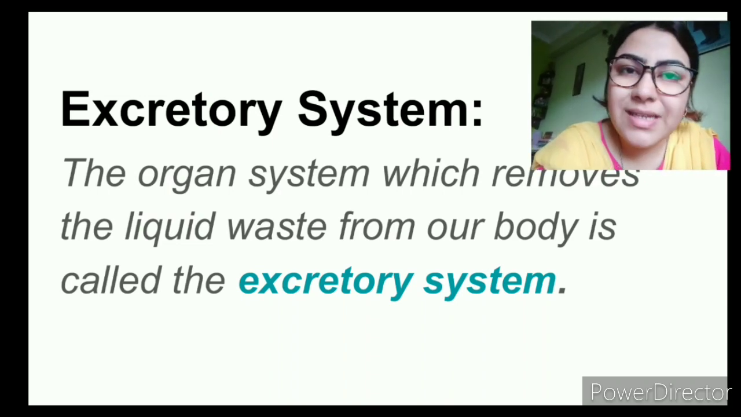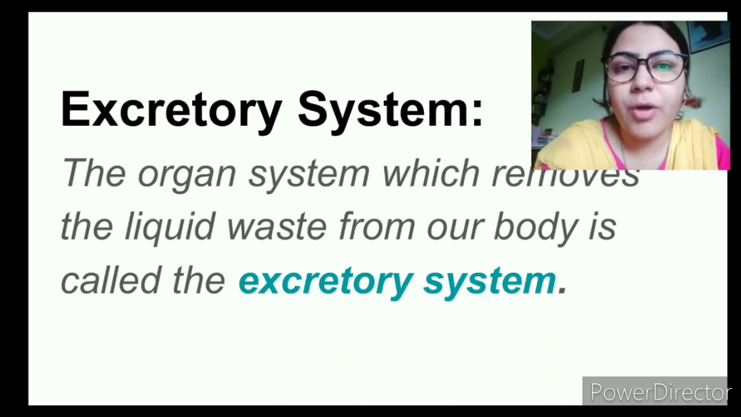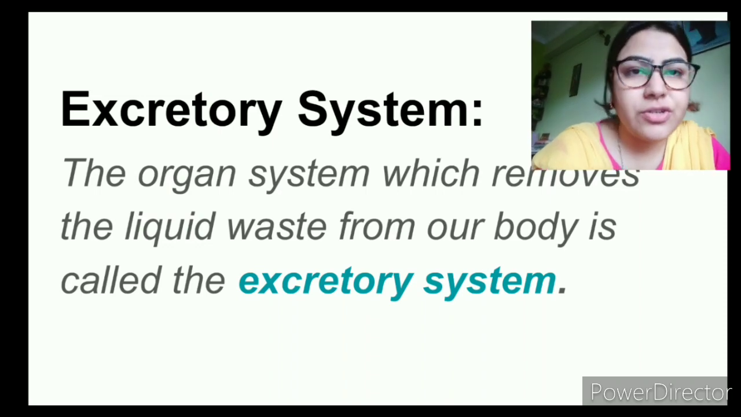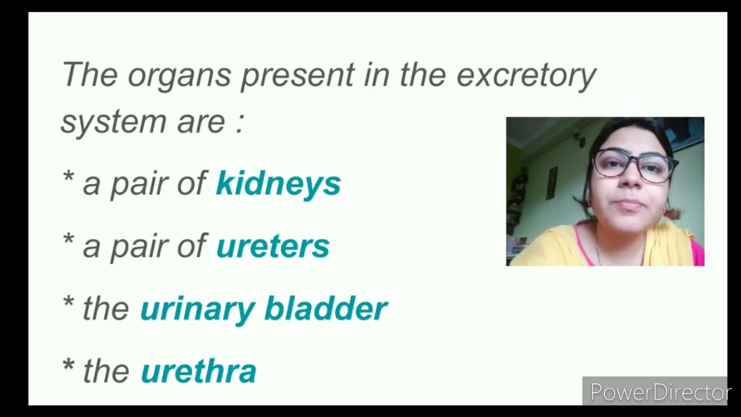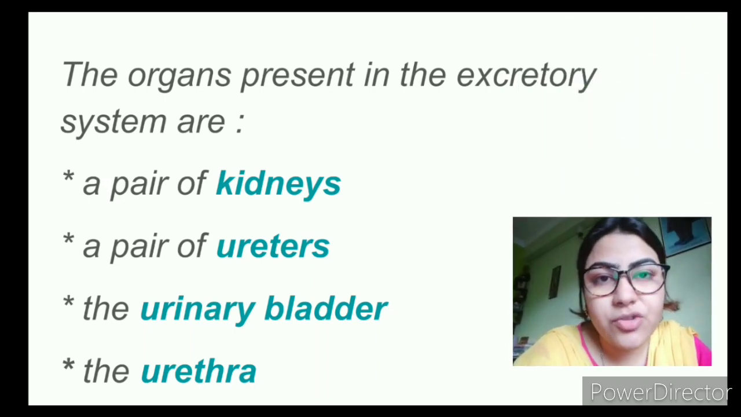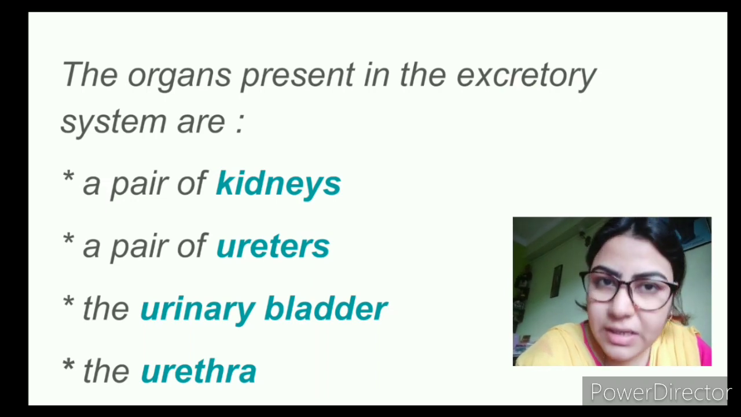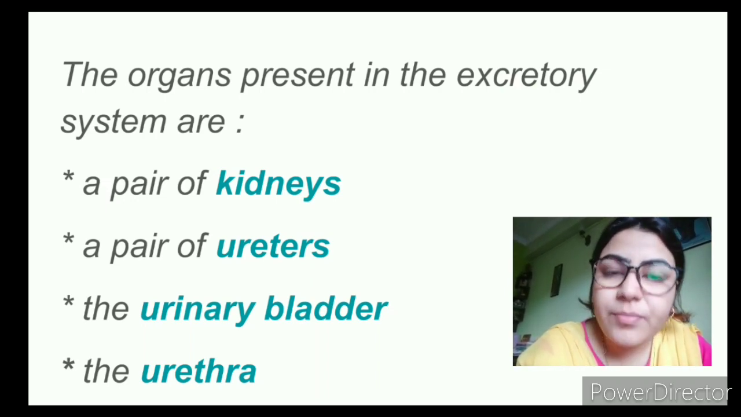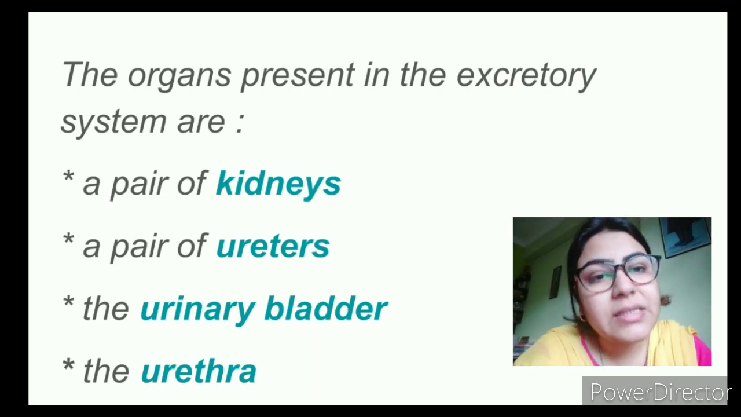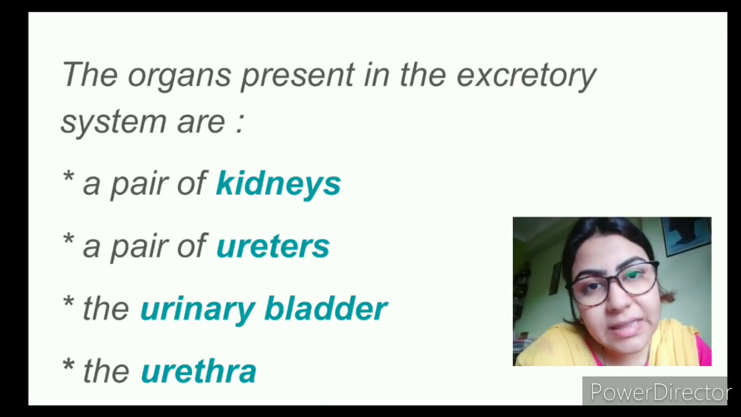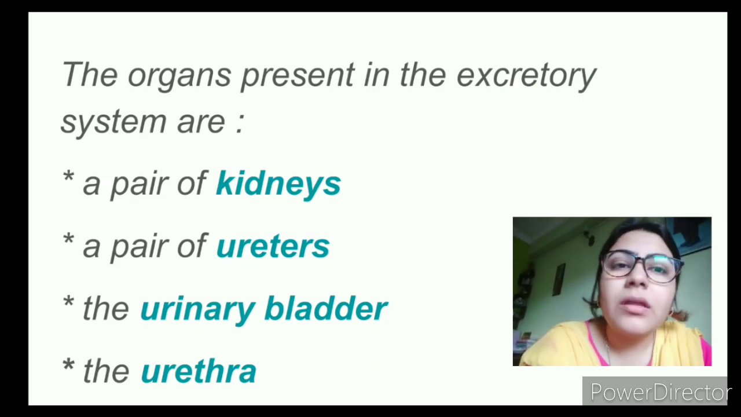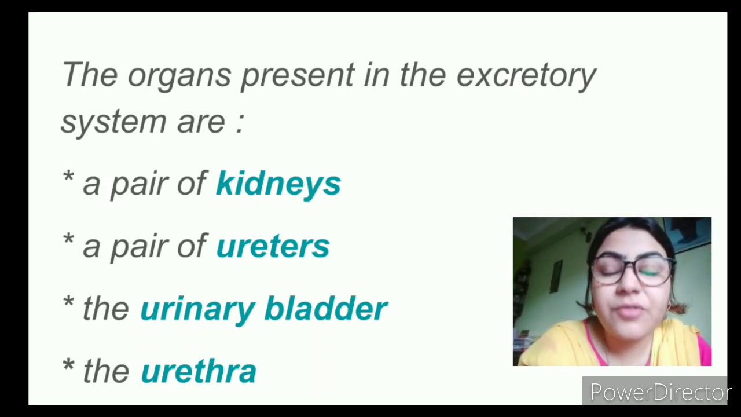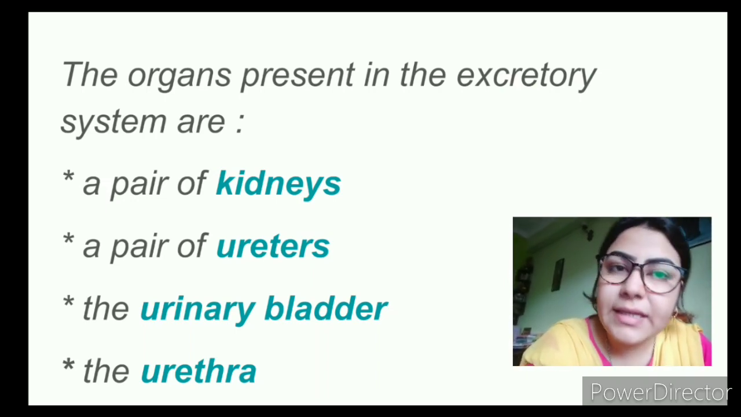So what is the excretory system? The organ system which removes the liquid waste from our body is called the excretory system. Now, what are the organs present in the excretory system? The organs present in the excretory system are a pair of kidneys, a pair of ureters, the urinary bladder and the urethra. You have already seen that in the diagram when I was explaining, right? So these are the four organs which make up our excretory system.